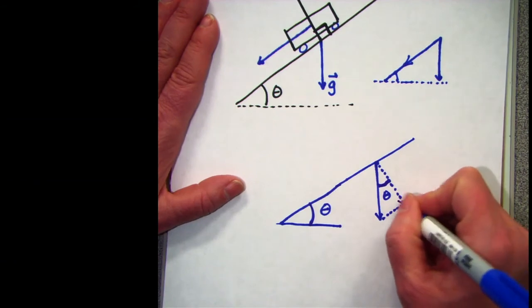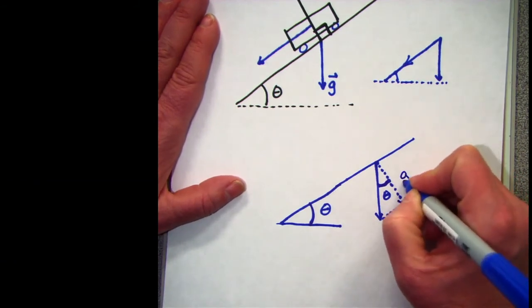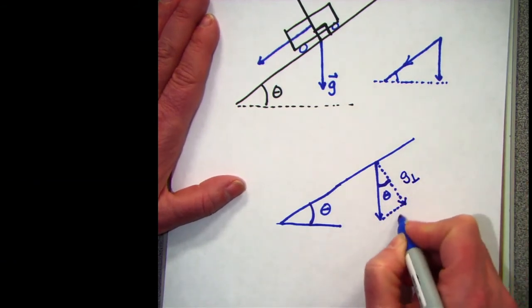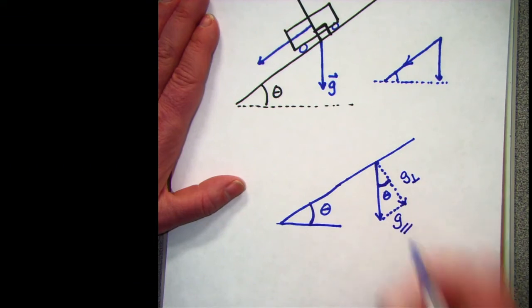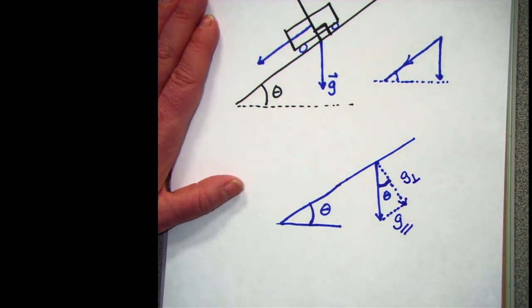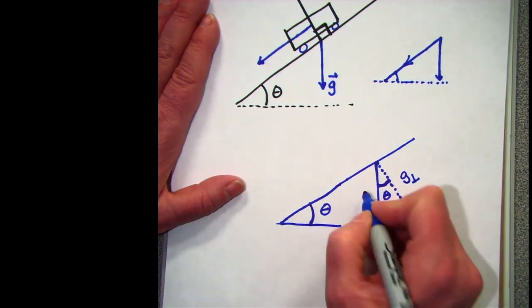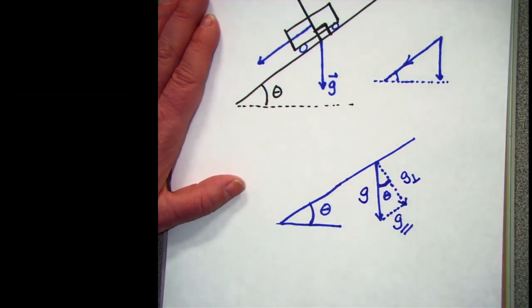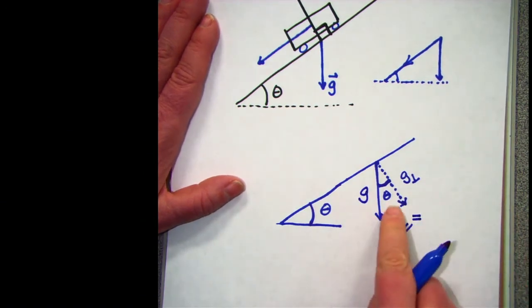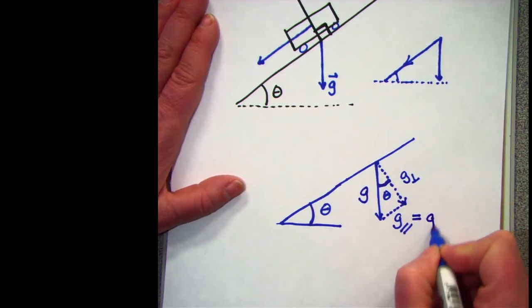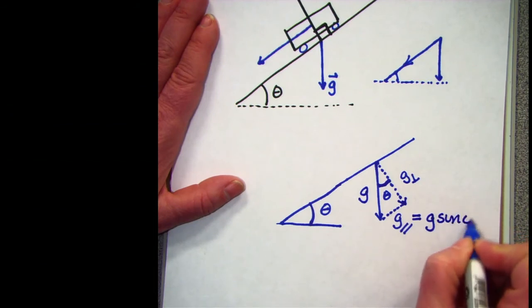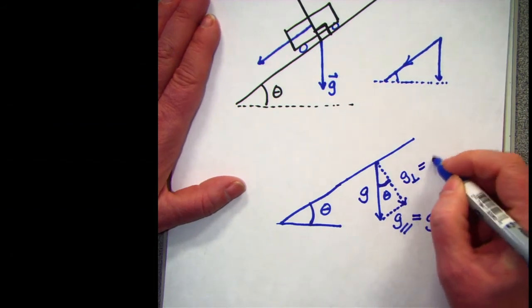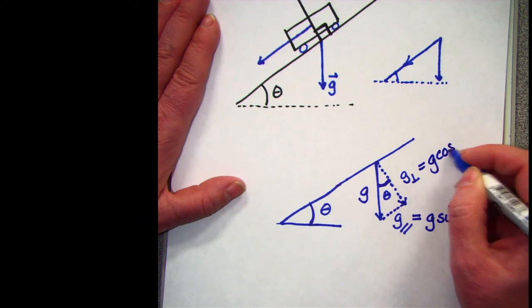So I can look at G perpendicular and I can look at G parallel to my plane. And if this is G, what's nice is that this is the opposite side. That's going to be G times the sine of the angle. And this is going to be G times the cosine of the angle.